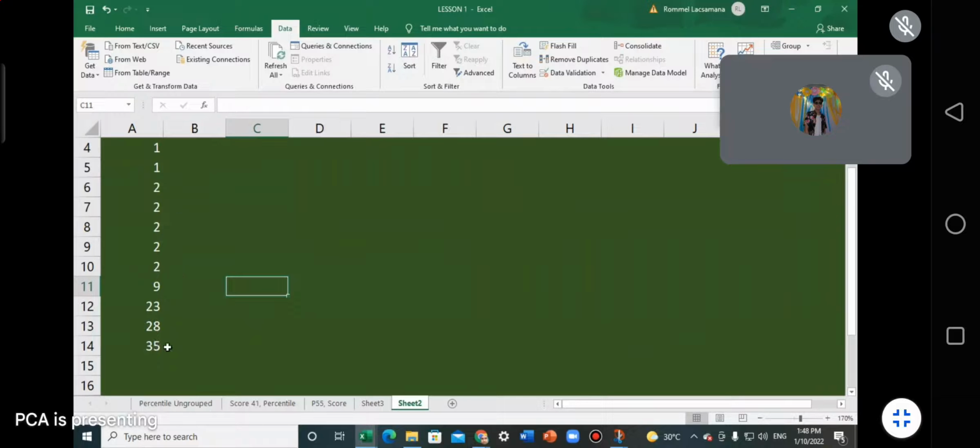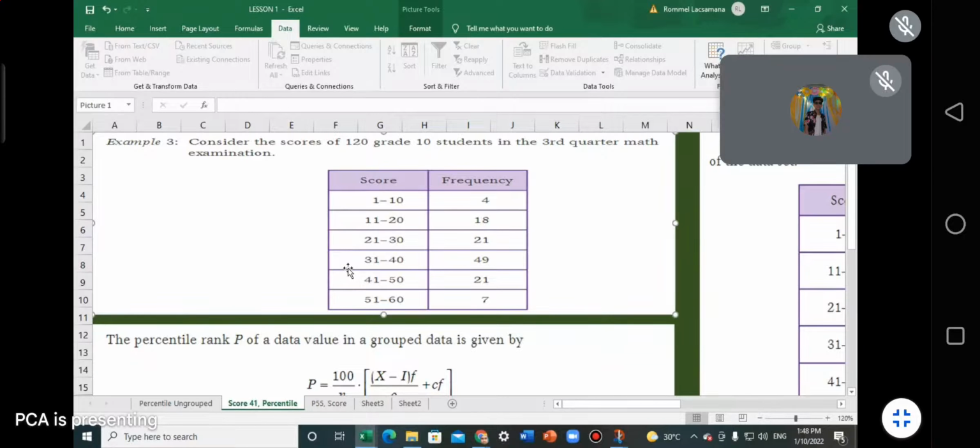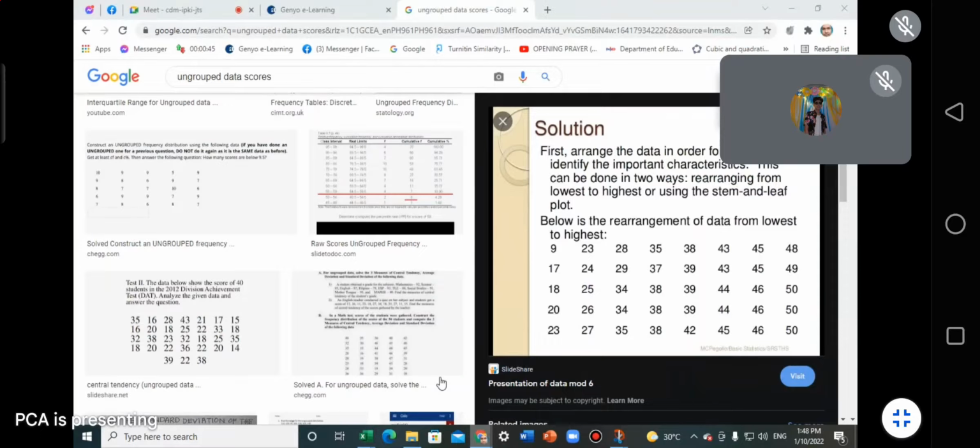Or if you want, you can create a frequency distribution table for this. It depends on the instructor, your teacher, Sir Rommel, what we're going to be doing with that raw score. If, for instance, I say this is your raw score, compute me the percentile rank, but process it on group data. So that's what you will do.